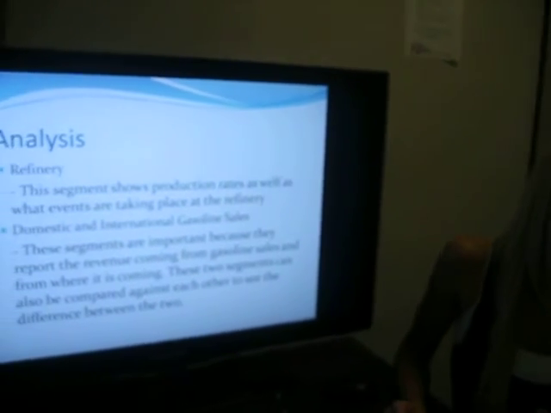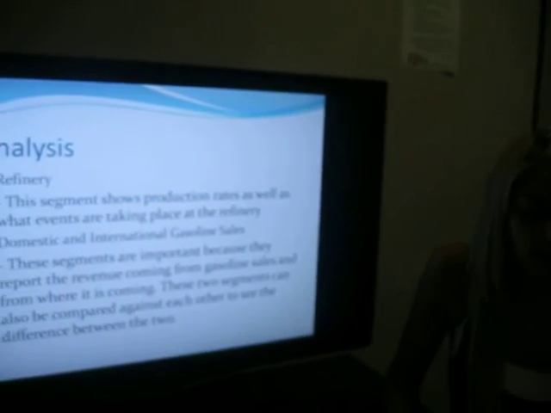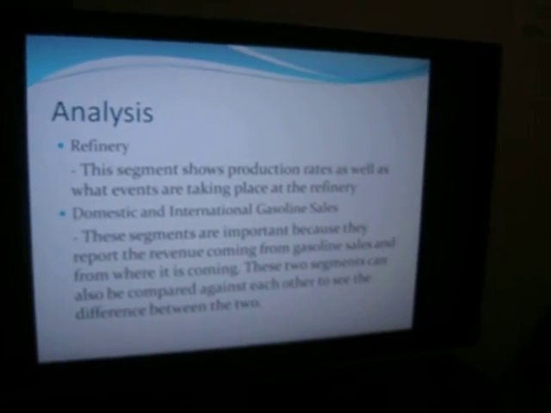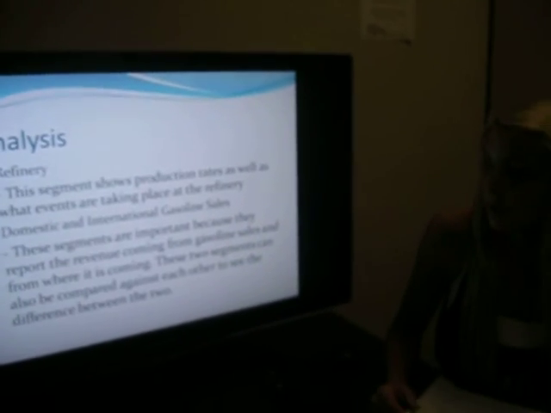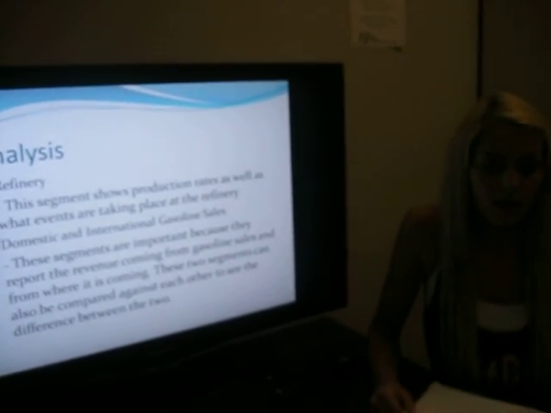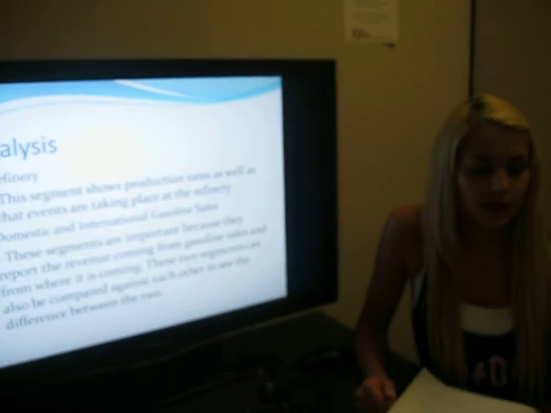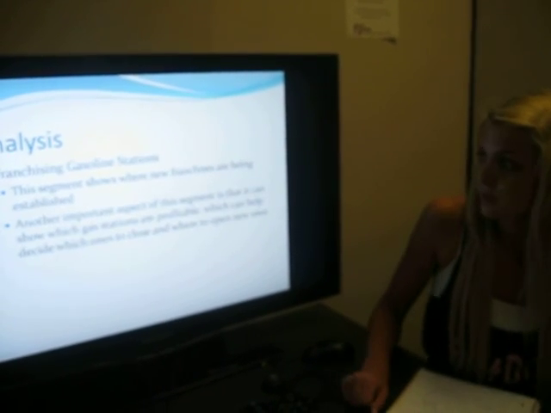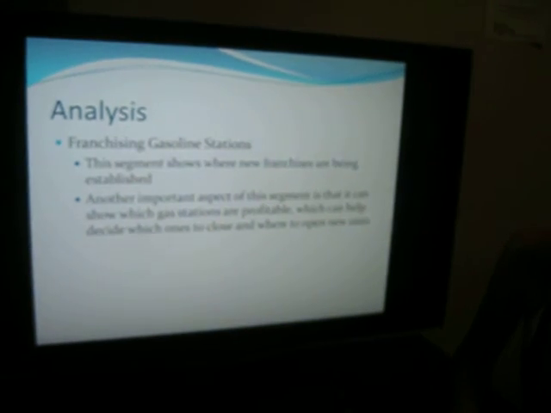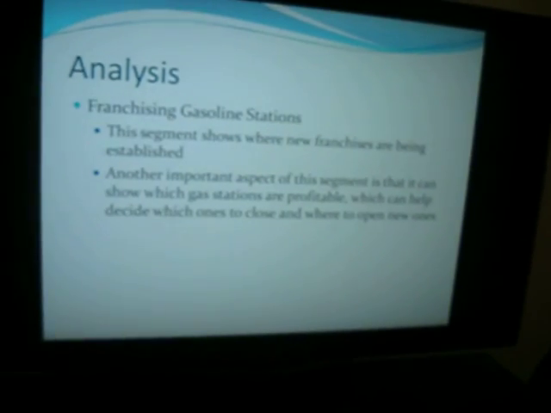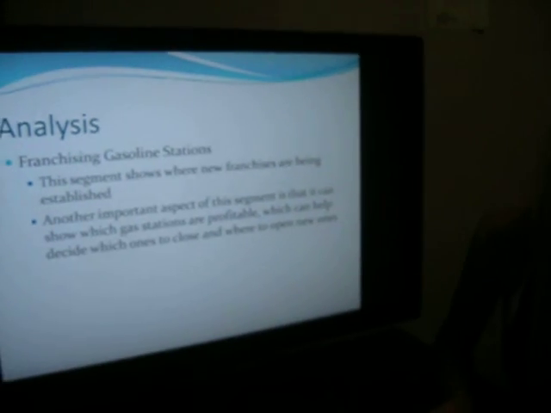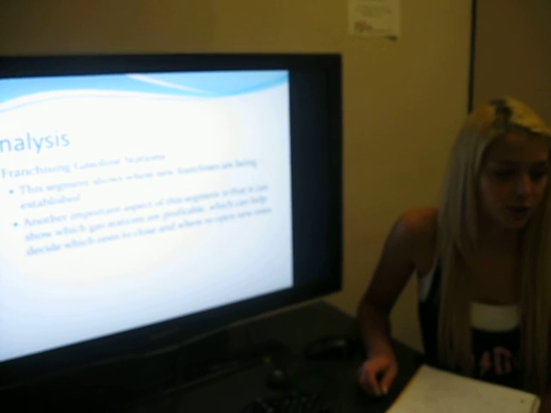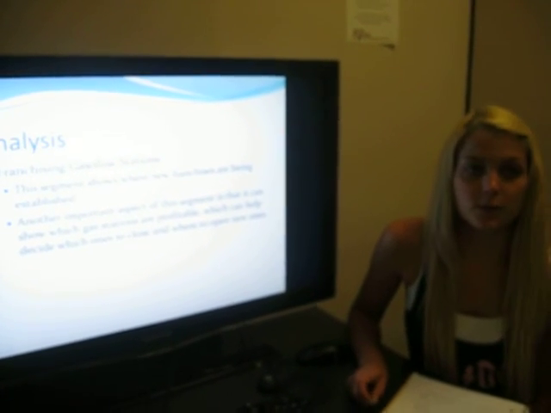The refinery segment shows production rates as well as what events are taking place at the refinery. Domestic and international gasoline sales are important because they report the revenue coming from gasoline sales and from where it is coming. These two segments can also be compared against each other to see the difference between the two. Franchising gasoline stations shows where new franchises are being established. Another important aspect of this segment is that it can show which gas stations are profitable and which can help decide which ones to close and where to open new ones.